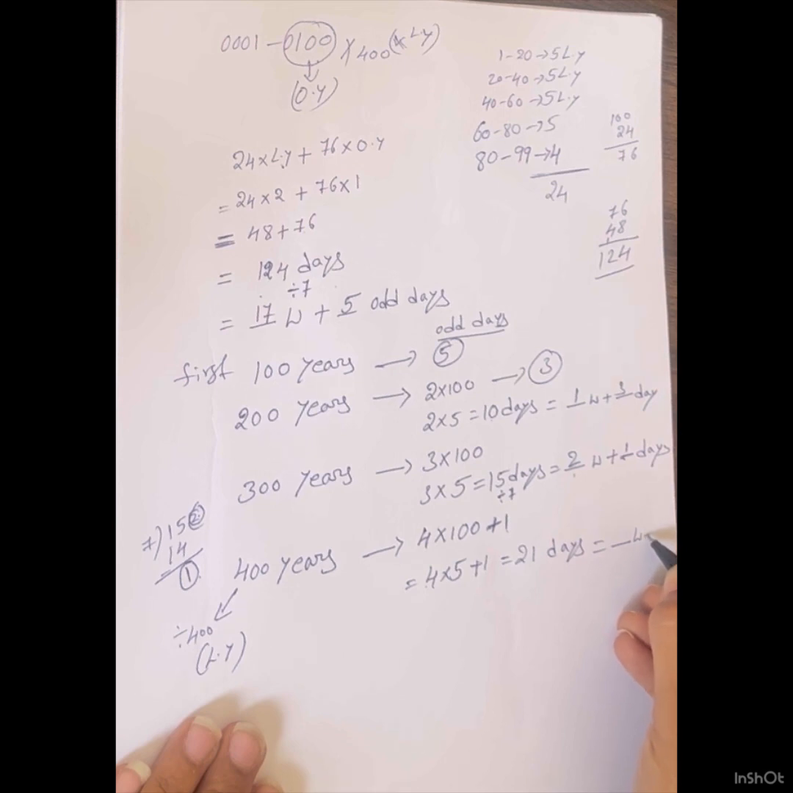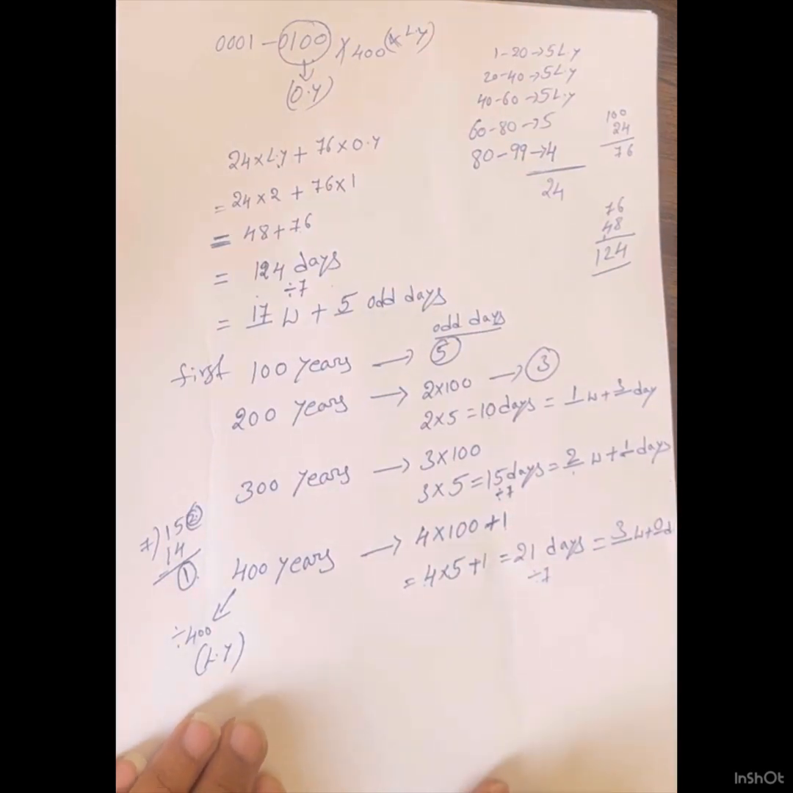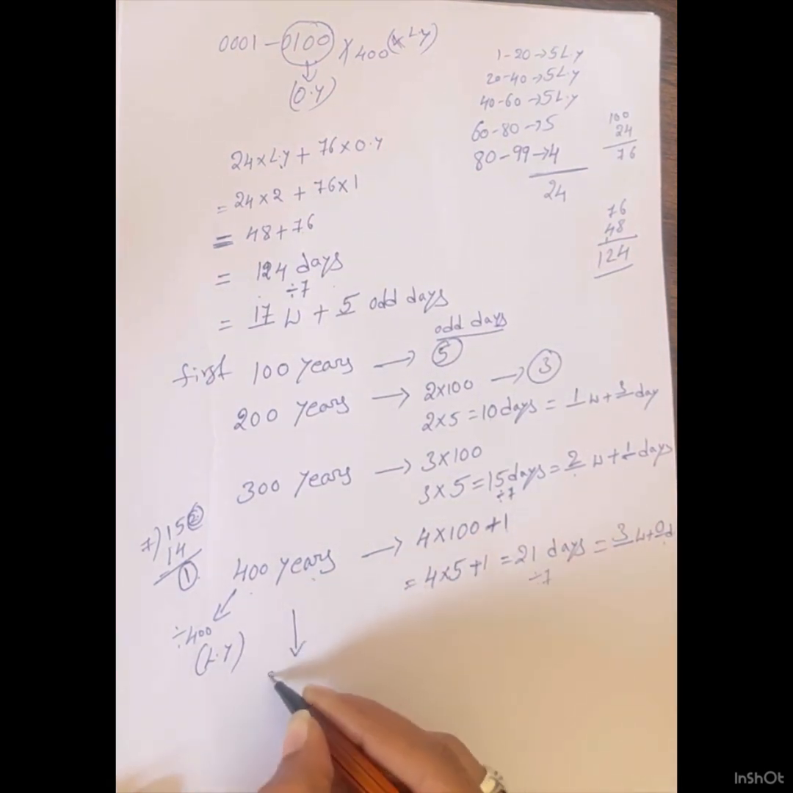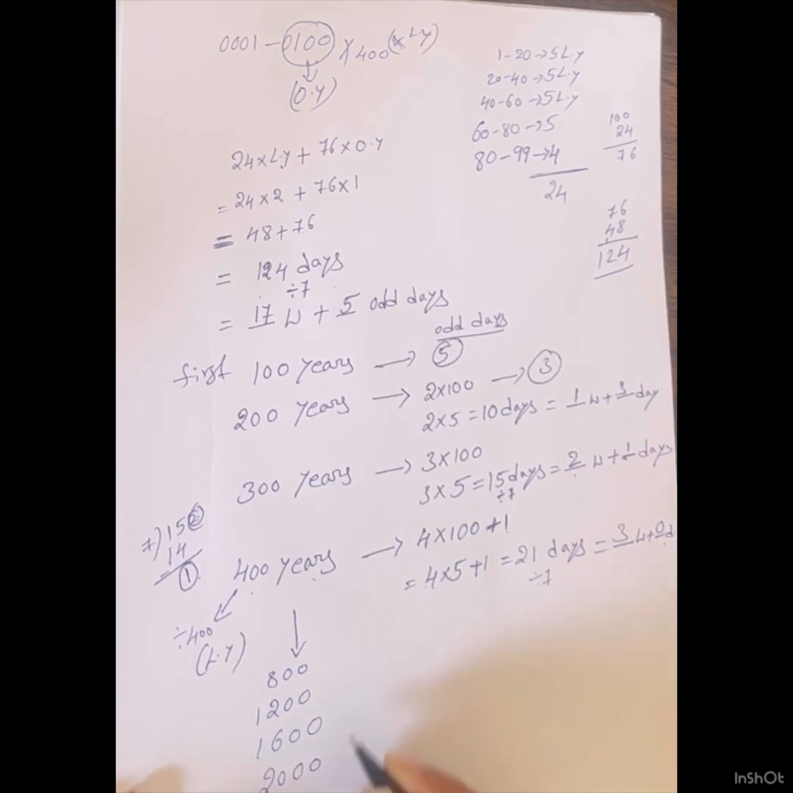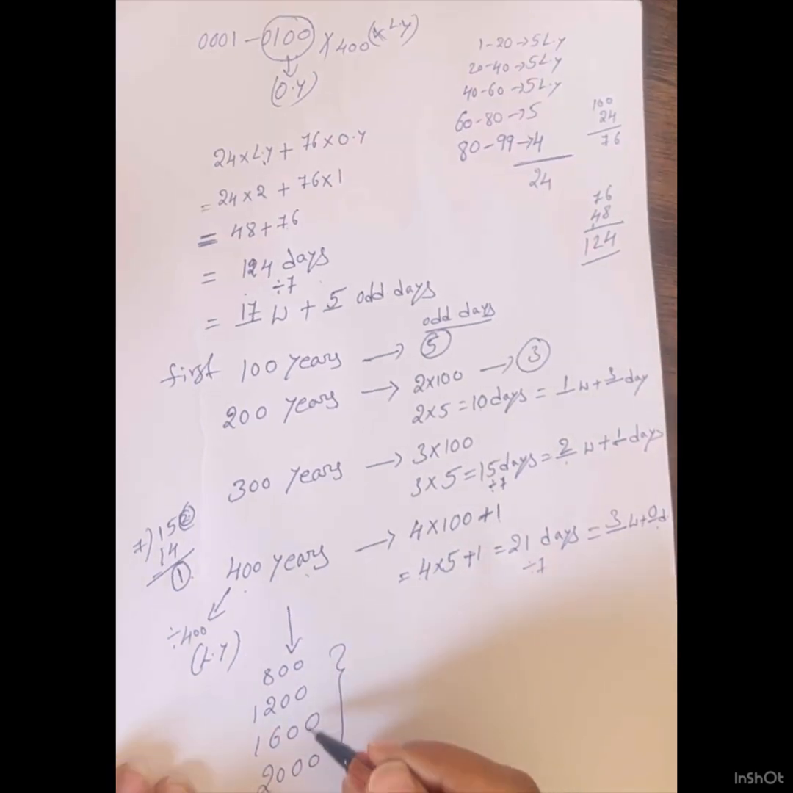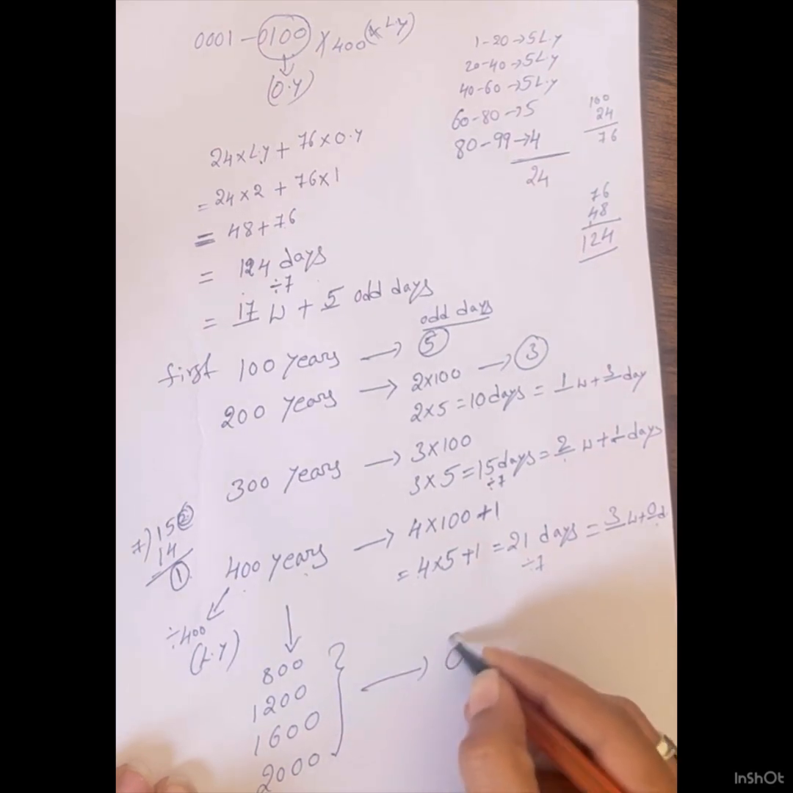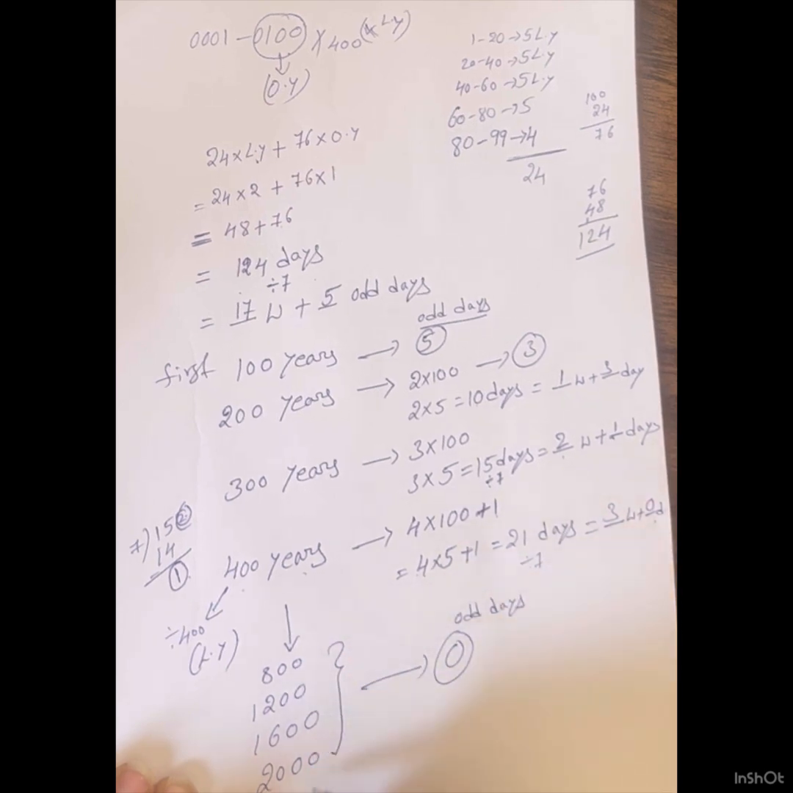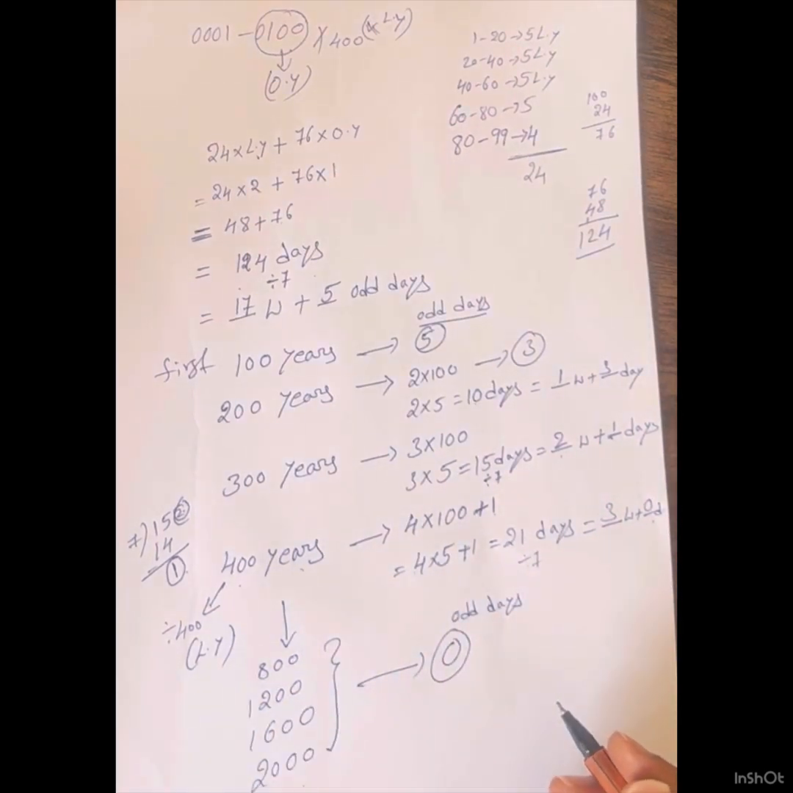Now write down weeks plus some days. How many weeks? Divide by 7. 7 3s are 21. 3 weeks, 0 days. The remainder is 0, so 0 days. So 400 years have 0 odd days. It means multiples of 400, that is 800 and 1200 and then 1600, 2000, for each and every one of these years the odd days is 0, because these are all multiples of 400. That is the reason.